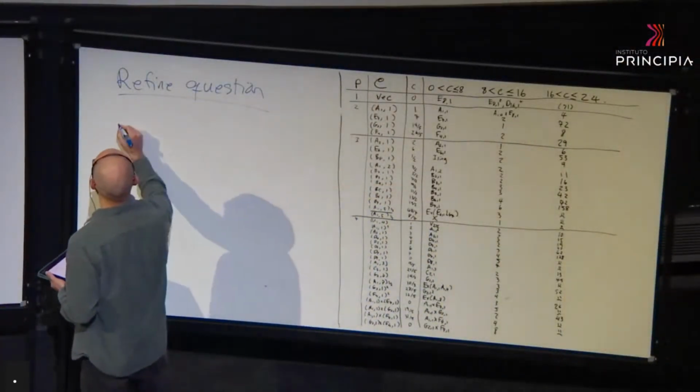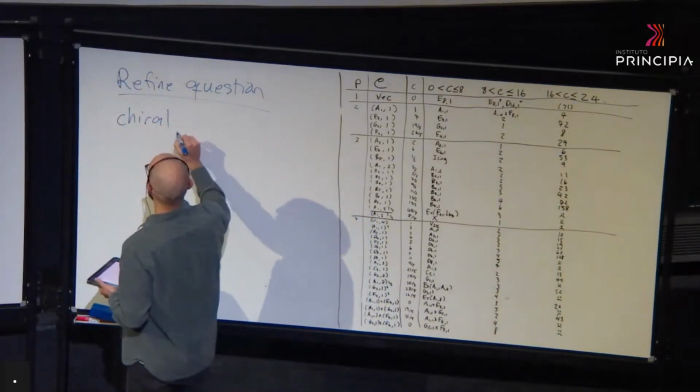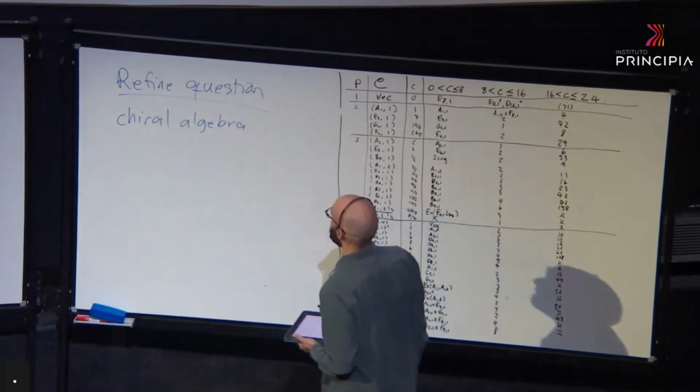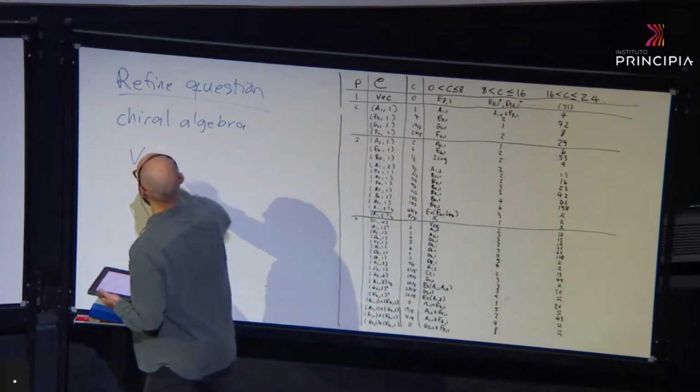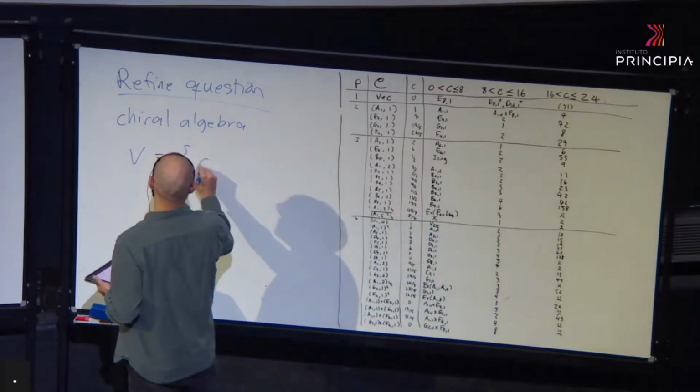So, to introduce this refined question, let me remind you that what makes two-dimensional conformal field theory so tractable is that they always have infinite dimensional symmetry algebras called chiral algebras.